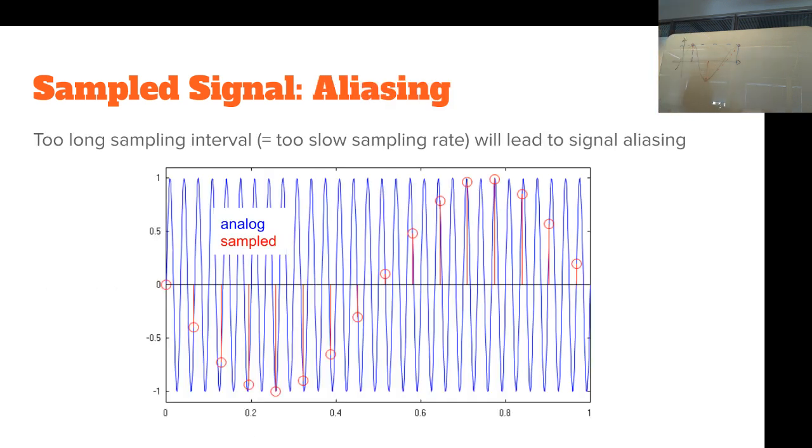And there's a picture of a typical aliasing case. The real signal is the blue one, and the red ones are sampled with too low a sampling frequency.